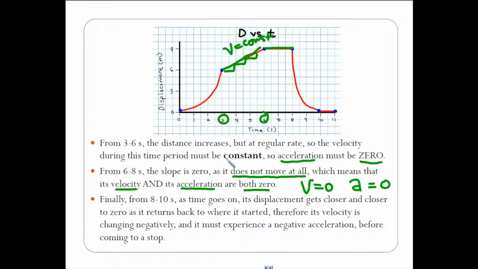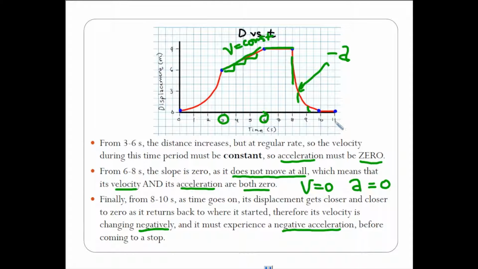And finally, from 8 to 10 seconds, as time goes on, the displacement gets closer and closer to zero as it returns back to where it started. But the distance between each second is changing, because I'm getting closer and closer to my house, or my starting position, even quicker. Therefore, its velocity is changing negatively, and it must experience a negative acceleration during this interval.